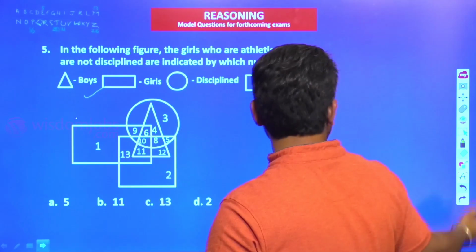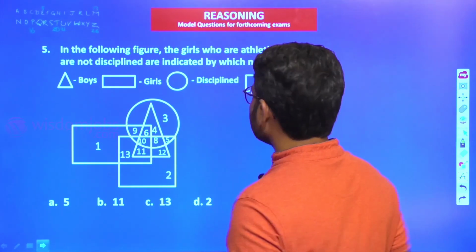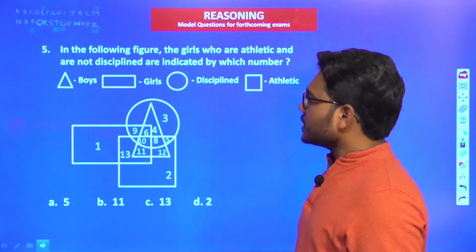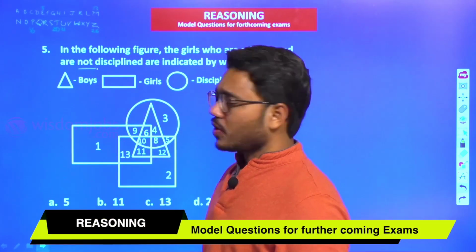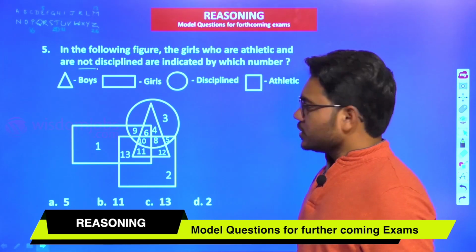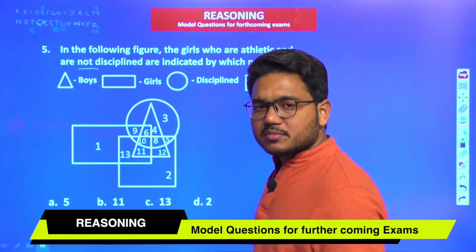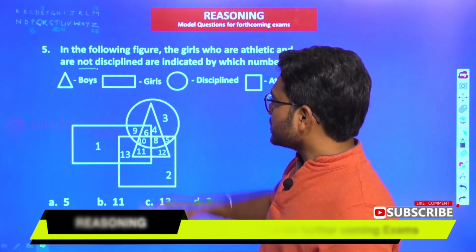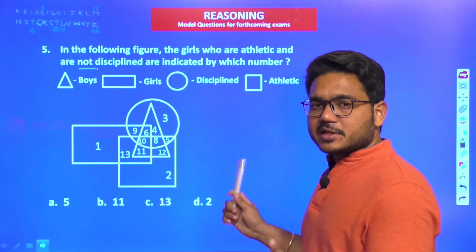Let us read out the question. What is asked in the following figure? The girls who are athletic and not disciplined. Try to read it carefully. Not disciplined are indicated by which number? We have got different regions here upon the merging of various symbols. Triangle represents boys, rectangle represents girls, circle represents disciplined, and a square represents being athletic.